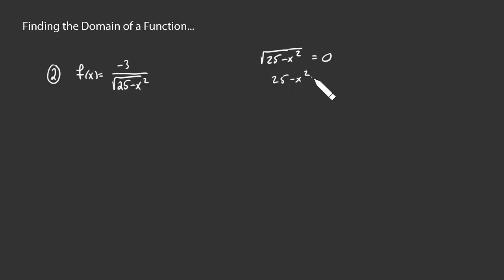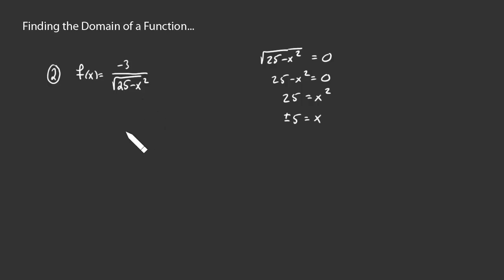25 minus x squared equals 0. We could isolate the x by moving it over to the right-hand side. So that's 25 equals x squared. We've added x squared to both sides. We could take a square root, plus or minus, and get plus or minus 5 is x. So I can see here immediately, plus or minus 5 have to be thrown out. They will not be included in the domain because they create an undefined expression.